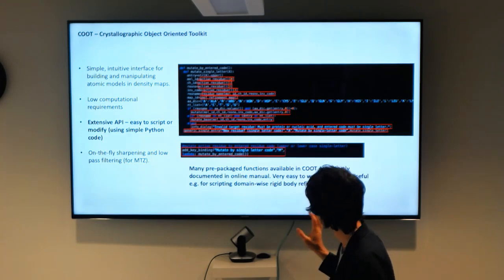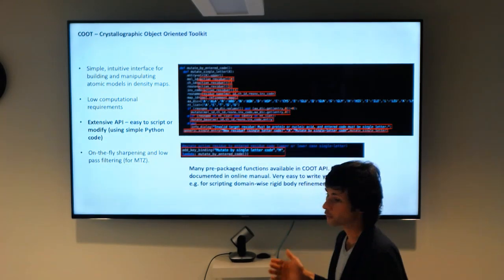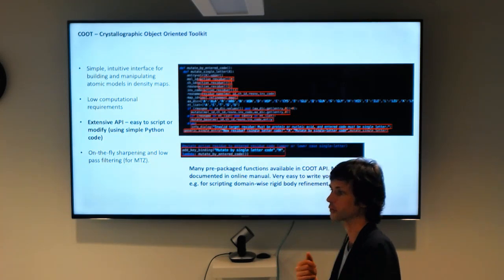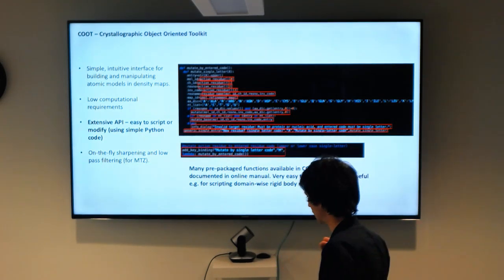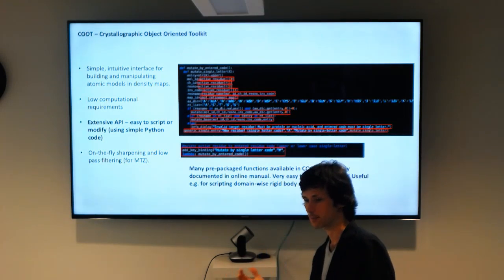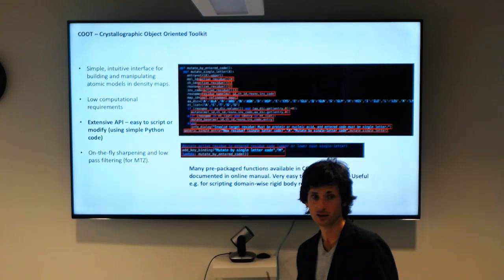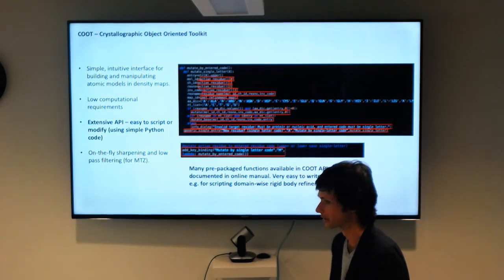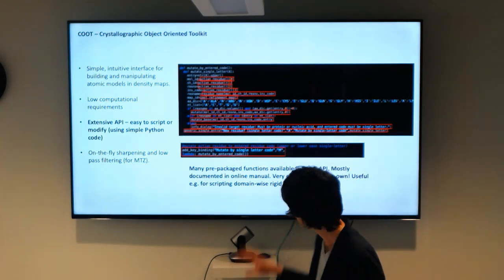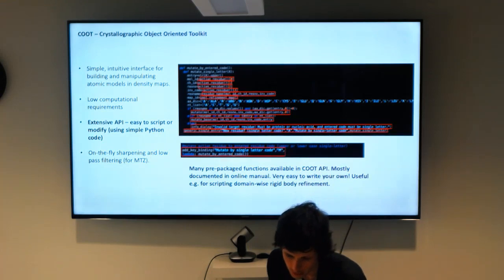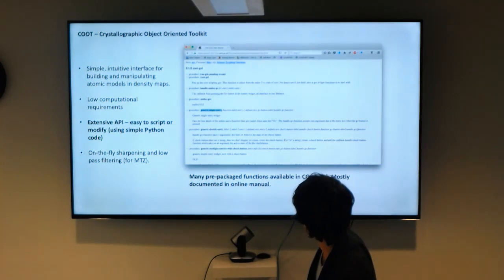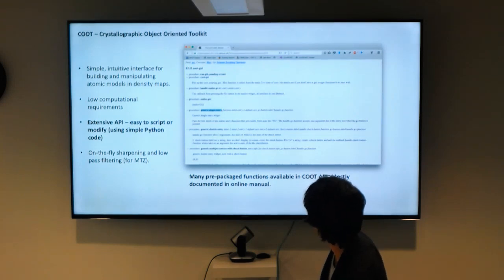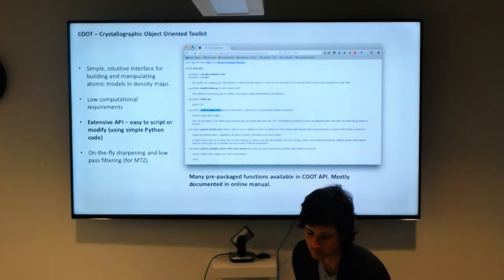You can take whatever people have written, like things that I've done or things that other people have done, but it's also really useful if you have a complicated protein that you want to repeatedly do things to. So if you want to, for example, do a domain-wise rigid body refinement into a set of different conformations of your EM map, you can easily script that in a little bit of Python code in COOT, and it's really quite straightforward. Not all, but a lot of those functions are documented in the COOT user manual, which you can then just use directly. It's pretty straightforward.